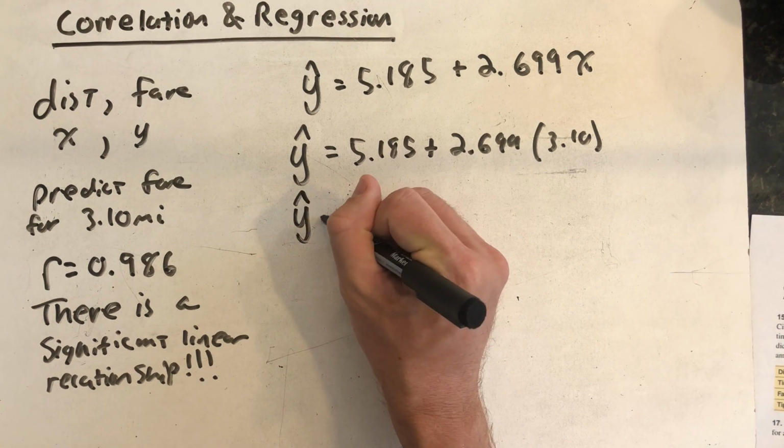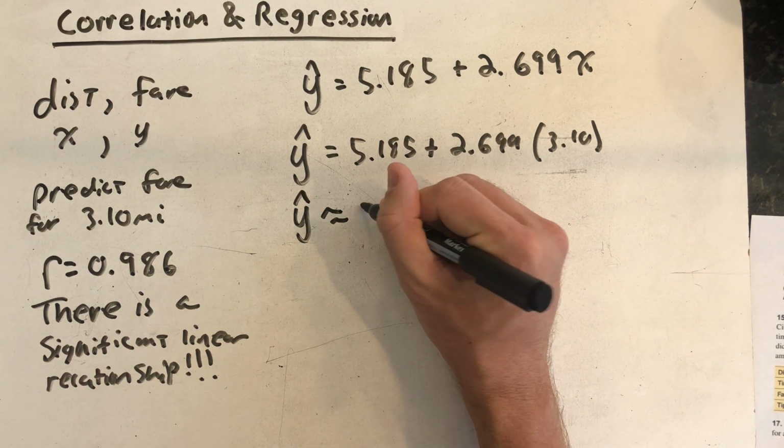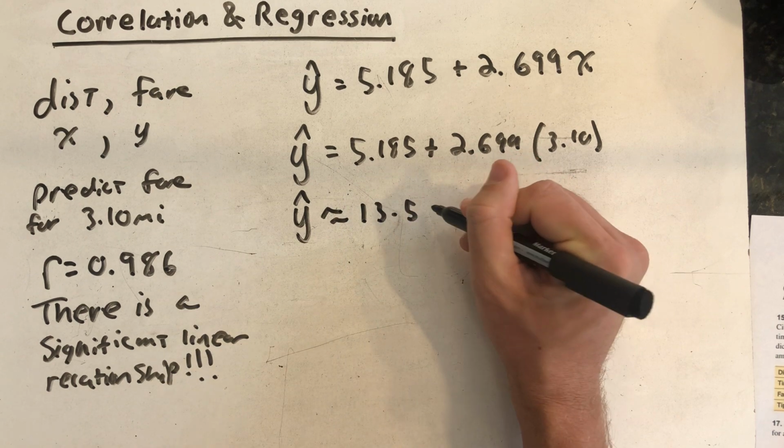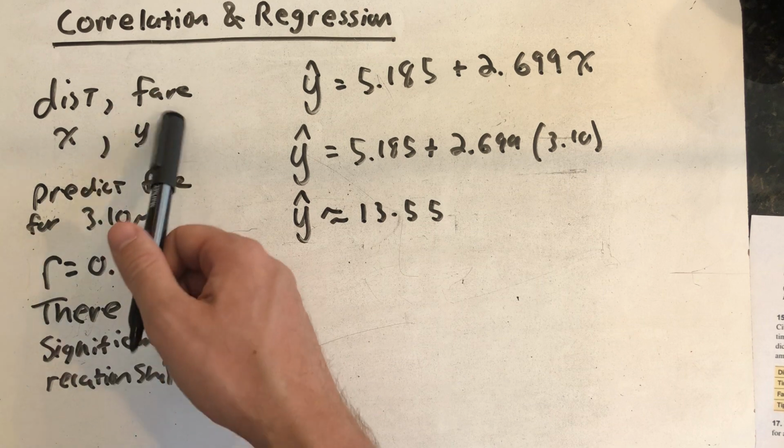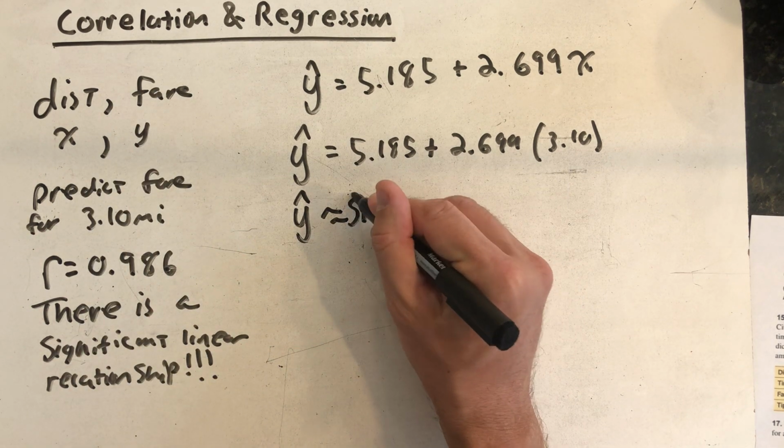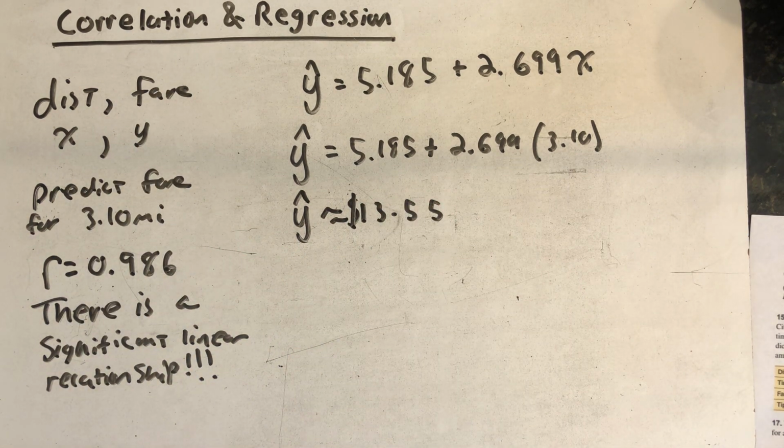And for that particular x, I find that the y value is 13.55, and then I remember that that was a distance in miles, and my fairs here are in dollars, so that's $13.55.